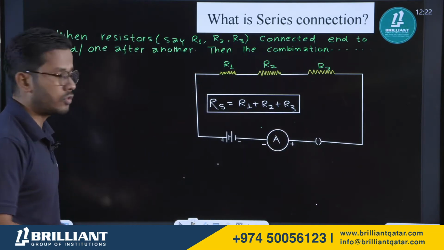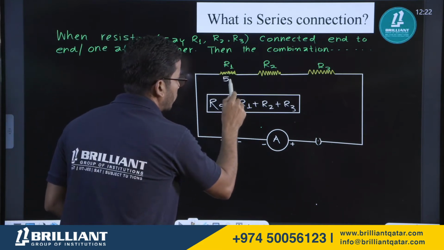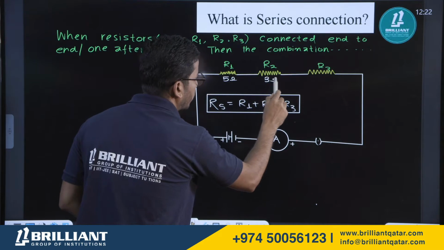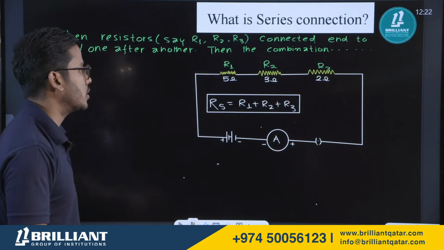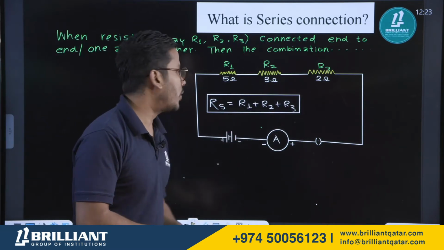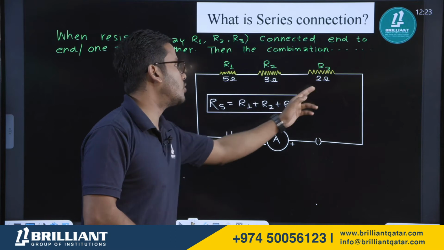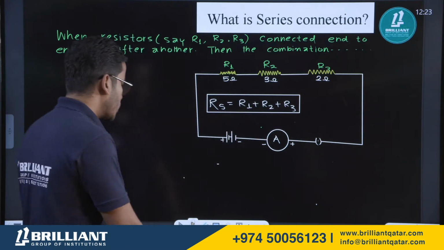Have a look here. Suppose the R1 value I took is 5 ohm, R2 is 3 ohm and R3 is 2 ohm, and I ask you what is the total resistance. Look at the formula. All you need to do is add the individual resistors, so you add 5, 3 and 2. What is the total resistance? You will tell me, sir, it is 10 ohm. So this is it.